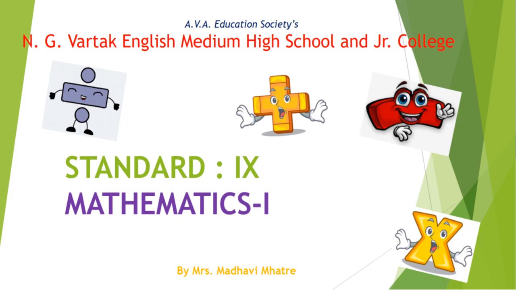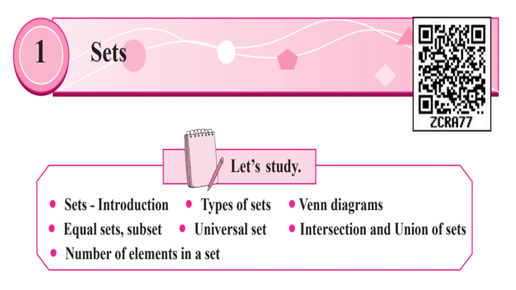We are studying chapter number 1. The name of the chapter is Sets. In that we have completed the introduction of the word set, and we have seen how to write down the set. Afterwards, we have seen types of sets, Venn diagrams. Then we saw equal sets and subsets. Then we saw the concept of universal set, and from that we understood the meaning of complement of a set.